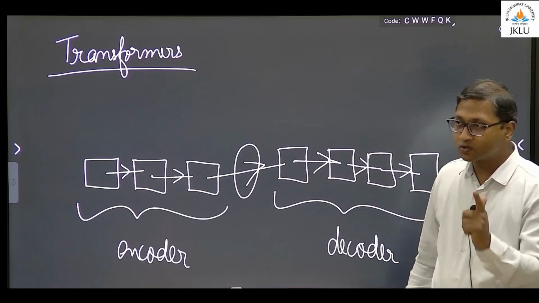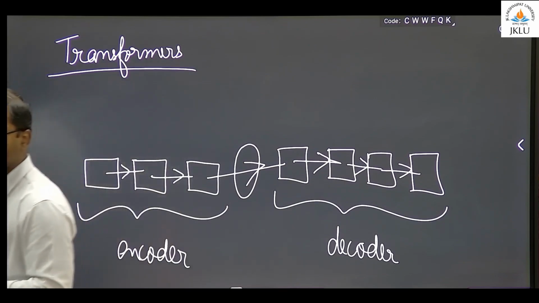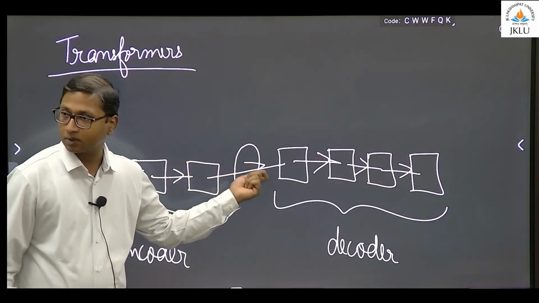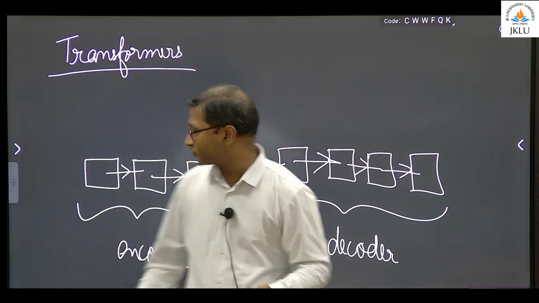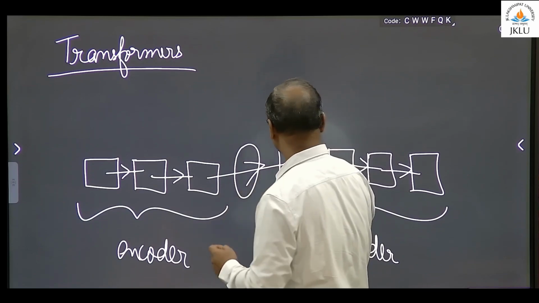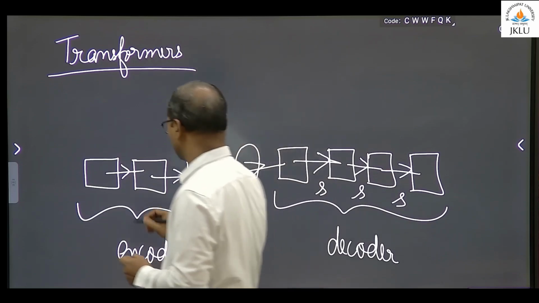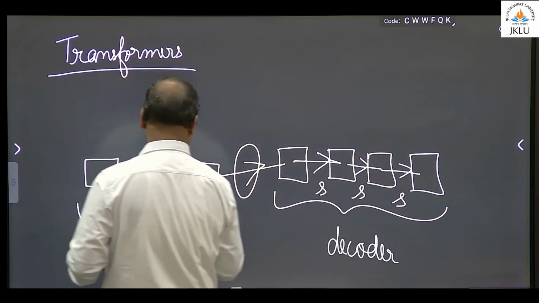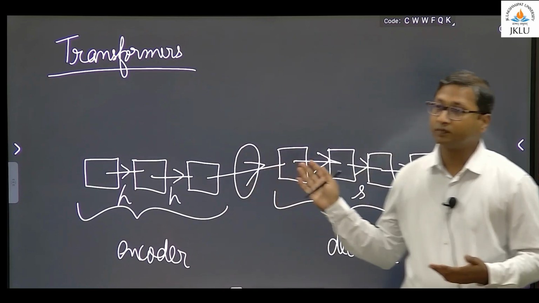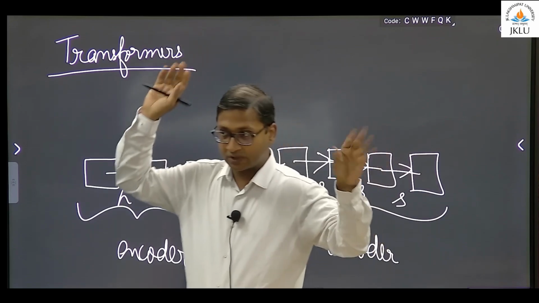Which problem did we solve using attention? Too much weightage on this particular vector. So, how did we solve that? We said here you have S vectors, here you have H vectors, they both are what? They both are simply hidden vectors, the way we are using them before.